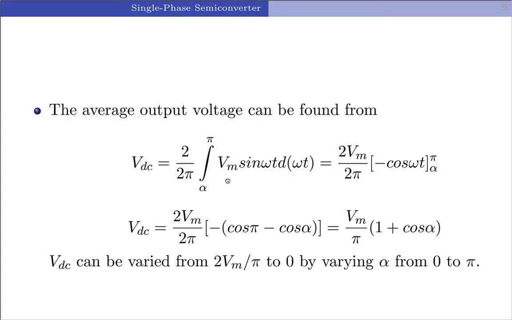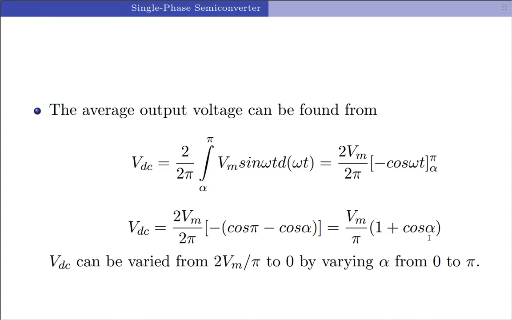Right. So this is equal to, let me take the Vm to the constant side, 2Vm by 2 pi. Integration of sin omega t is minus cos omega t, and the limits are alpha and pi. When I apply the limits, I find that the final average output voltage for a single phase semiconverter is Vm by pi into 1 plus cos alpha.